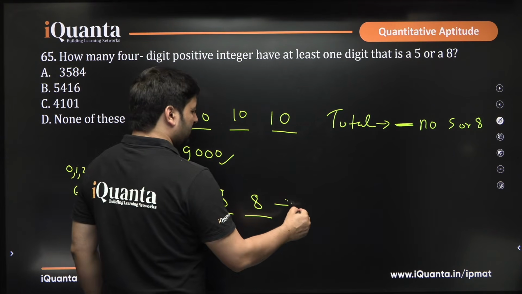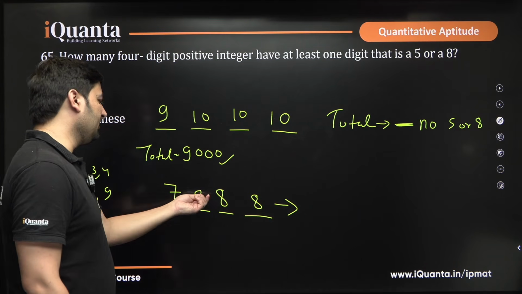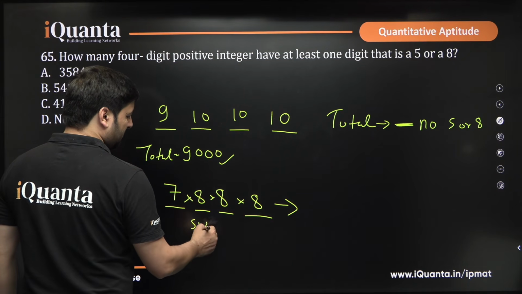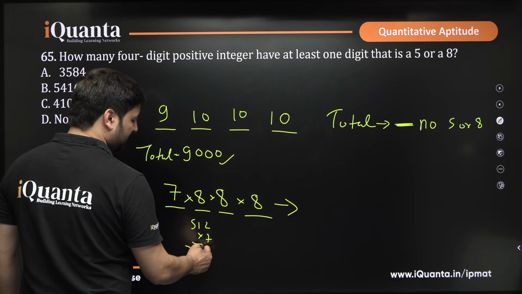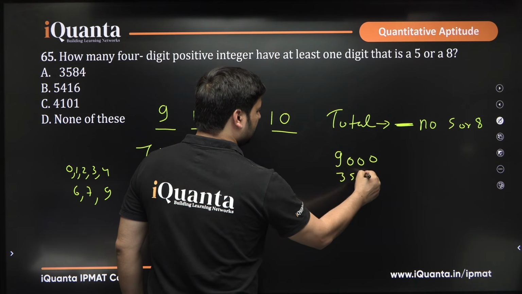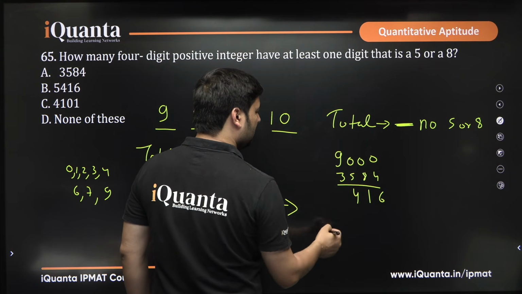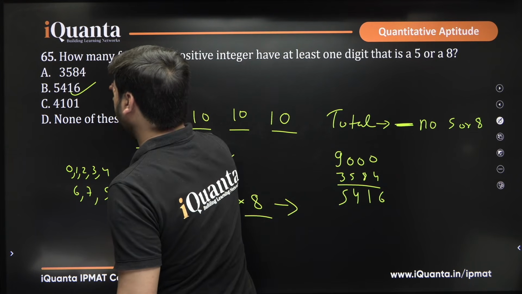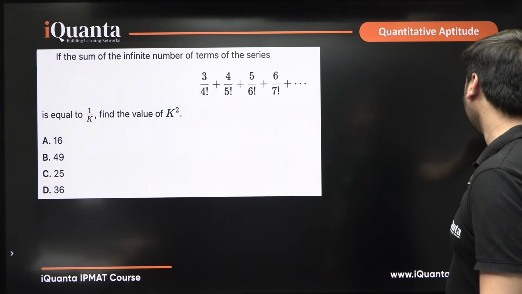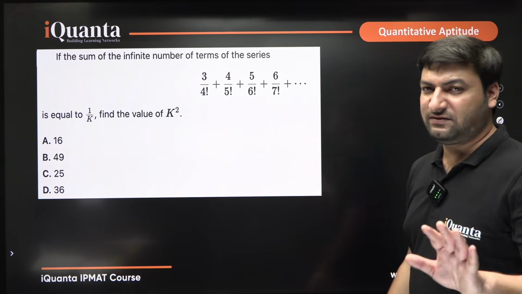So total numbers having no 8 or 5 are how many? 8 into 8 into 8 into 7, 512 into 7, that is 3584. So 9,000 minus 3584 is 5416. 5416 is your answer, okay? So this is also a very good question on PNC. Now let's talk about this particular question. You can keep commenting, okay? If you have any doubt in any question, I'll definitely solve it.